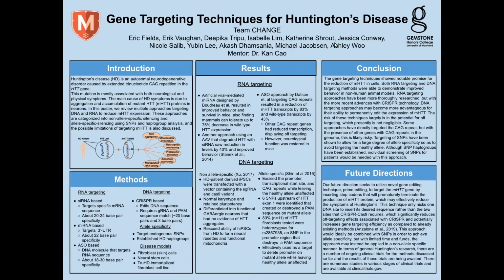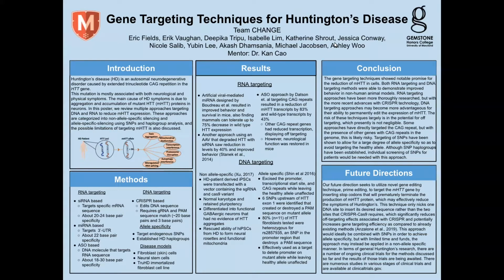So various different RNA-based approaches have shown promising results in different studies. In a study by Boudreau et al., an artificial viral-mediated microRNA resulted in improved behavior and survival rates in mice. In a paper by Stanek et al., an adeno-associated virus was used with a short interfering RNA to reduce HTT levels by 40% and improve behavior. An antisense oligonucleotide approach by Dadson et al. reduced mutant HTT transcripts by 83% and wild type by only 43%. This technique displayed off-targeting effects, however, in other CAG repeat genes, but it did restore neurological function in mice. I'll pass it back to Akash for DNA targeting results.